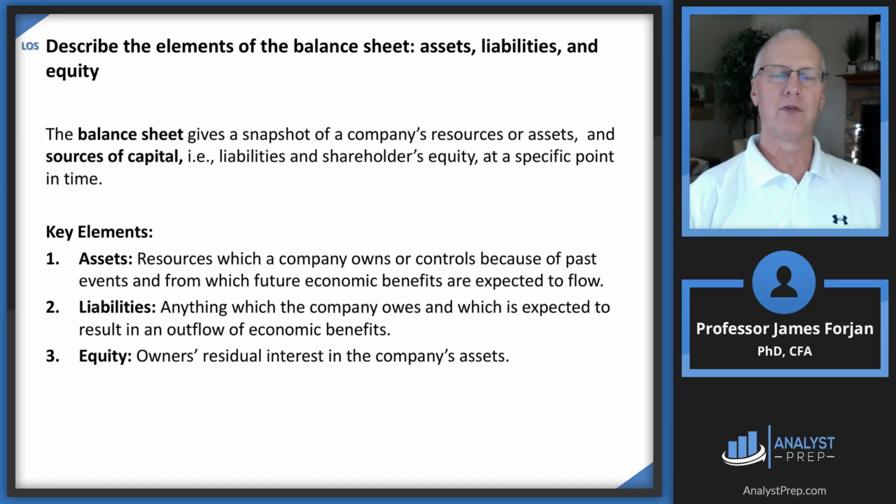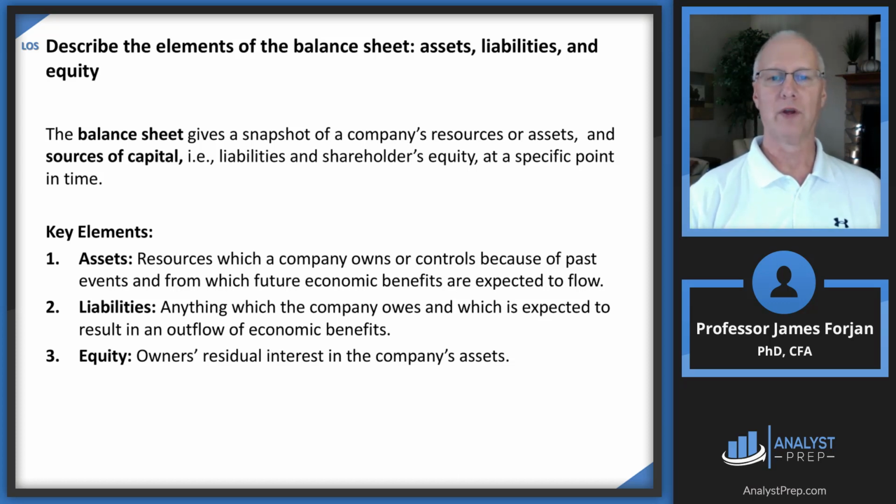Remember what I said back in those first two videos in this study session, that the balance sheet is like taking a picture of a company on any given date, while the income statement is like watching a movie. And so the balance sheet is a snapshot of the company's resources, or its assets and its sources of capital. I always like to think of it as what's on the left-hand side of the balance sheet is all of the stuff that the business owns, and on the right-hand side of the balance sheet is all of the stuff that the business owes. Right-hand side is the sources of capital.